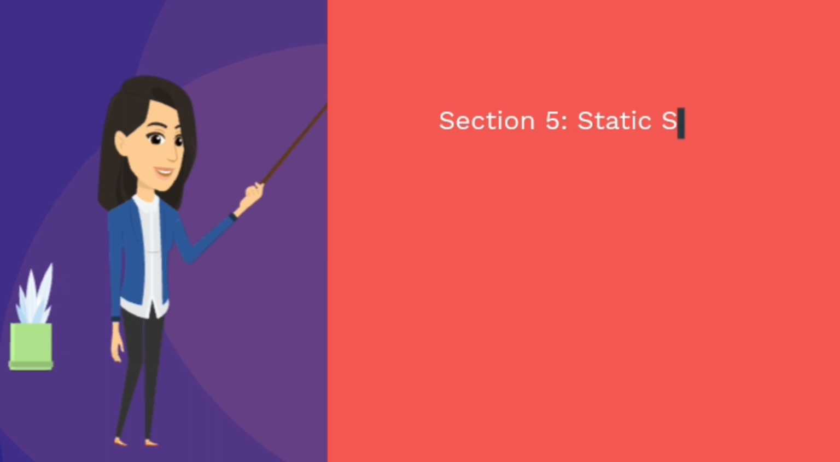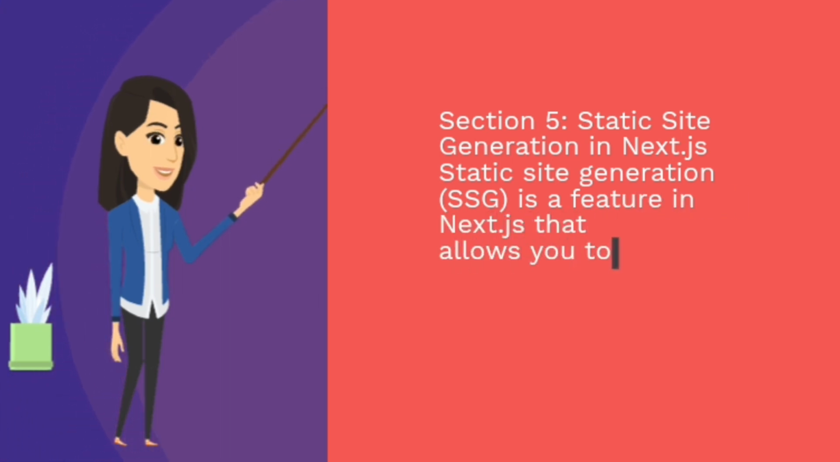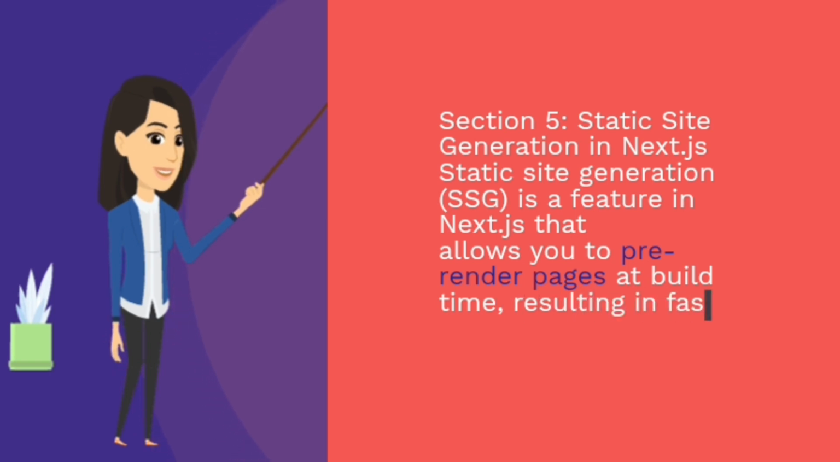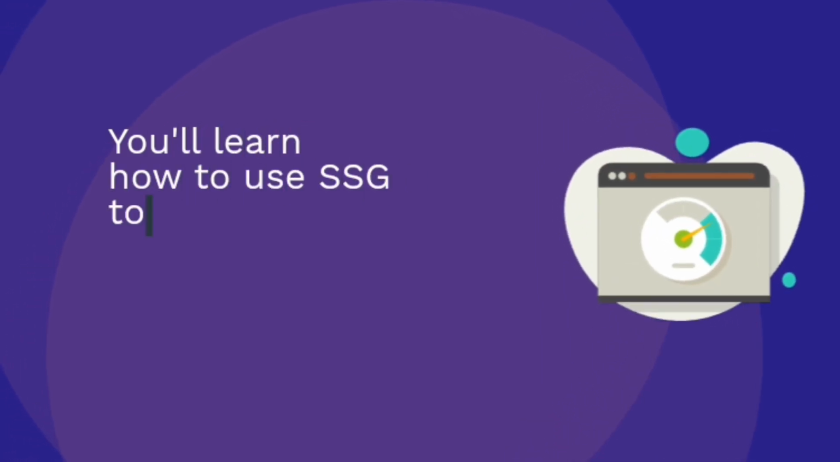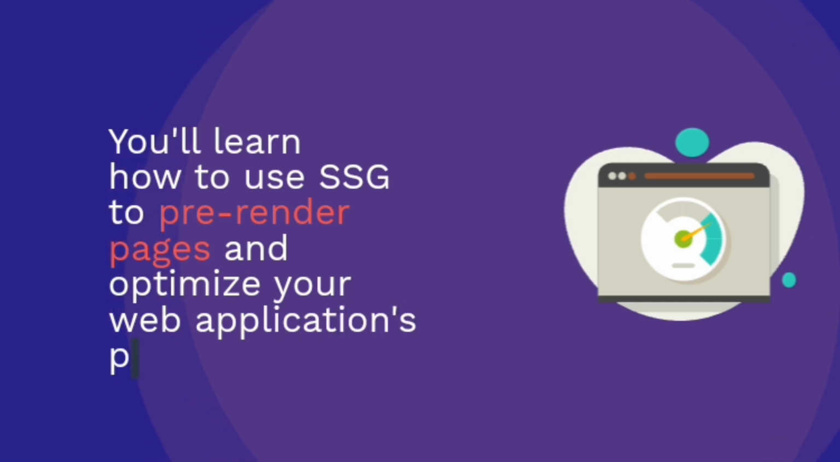Section 5. Static site generation in Next.js. Static site generation, SSG, is a feature in Next.js that allows you to pre-render pages at build time, resulting in faster page loads and better SEO. You'll learn how to use SSG to pre-render pages and optimize your web application's performance.